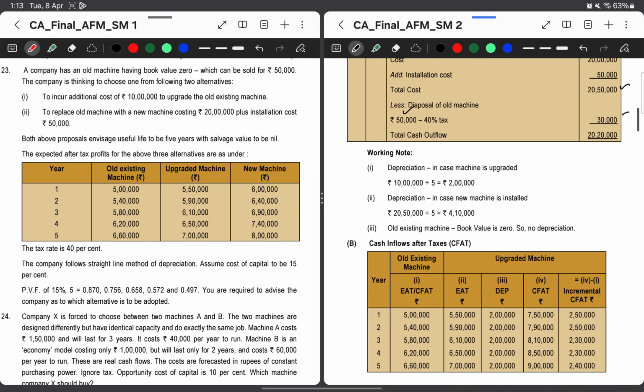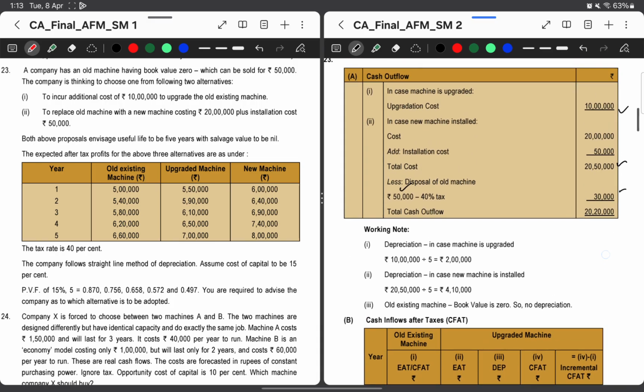Going further, in previous questions we have seen cases of loss wherein we have tax savings also. Now we have to calculate depreciation, because these are expected after tax profits, which include depreciation, so we have to add back depreciation to this amount. If they have given revenue and cost, then we take only the tax benefit on depreciation, but here we have to add back the complete depreciation, as these are earnings after tax.